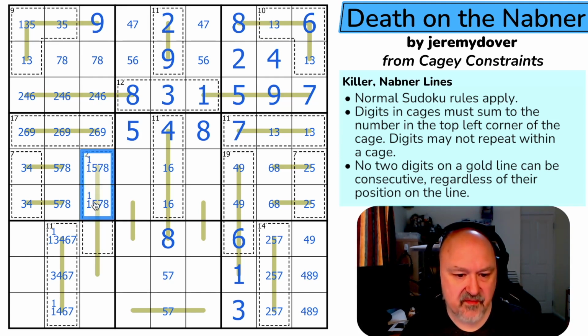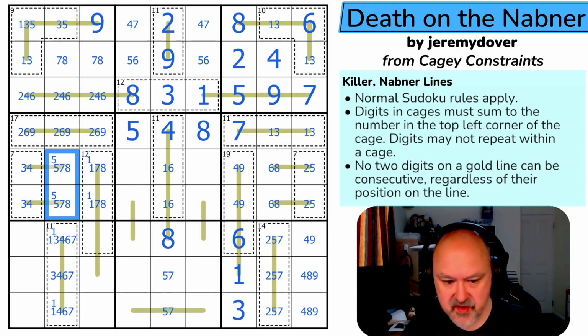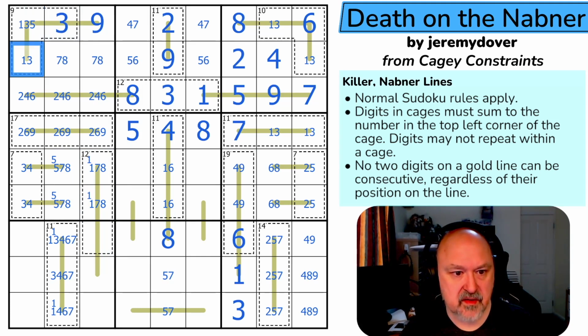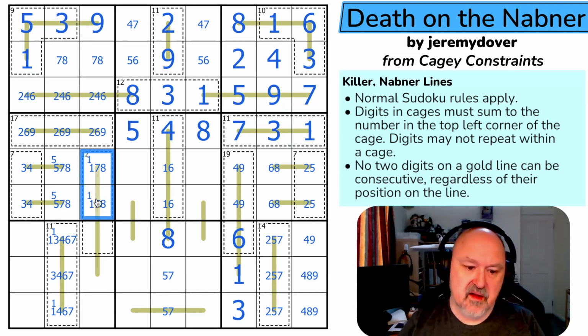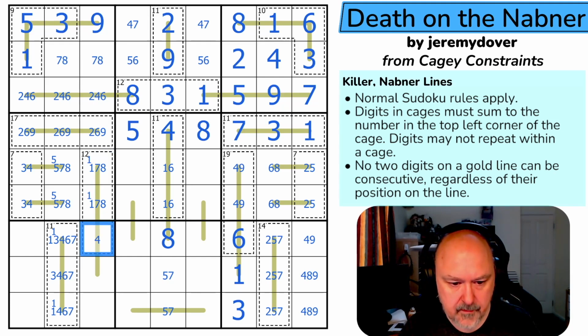So if this was 1, 5 in here, remember the 1 has to be in here because the 1 is down here. If I put 1 and 5 in here, that's 6, and this would have to be 6, and 1, 5, 6 doesn't work for the Nabner. So there's no 5 in here. So 5 is over here, which means that's 3. This is 1, this is 5. The 3 makes that 1 and that 3, which makes that 1 and that 3. That's so weird. If this is 1, 7, this is 4. And if this is 1, 8, this is 3.